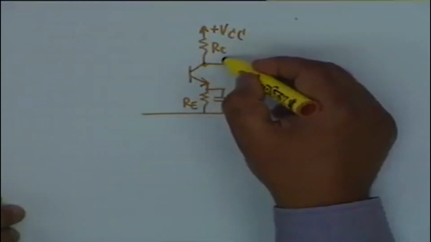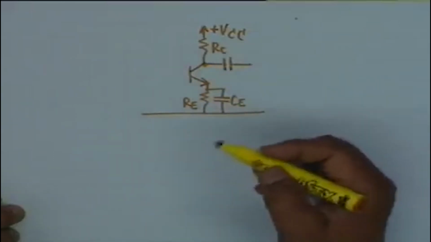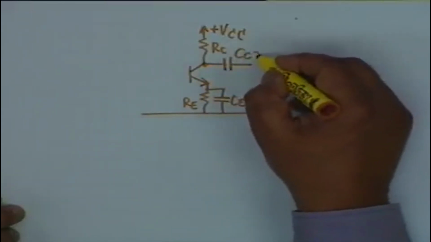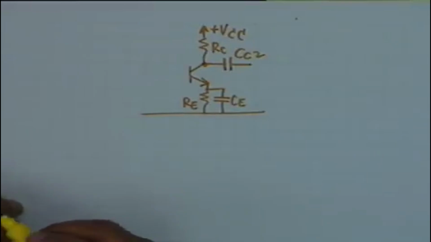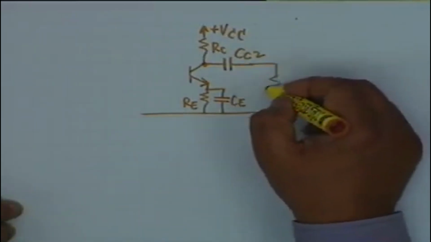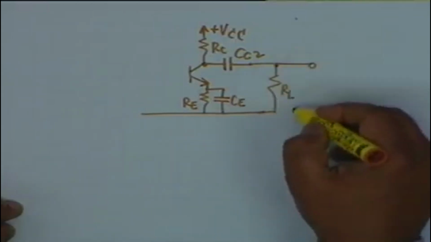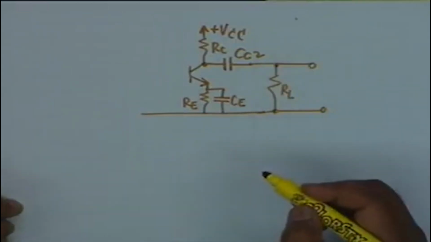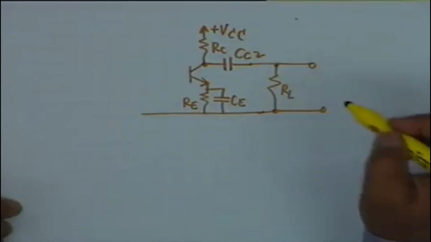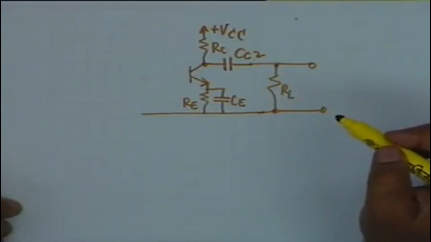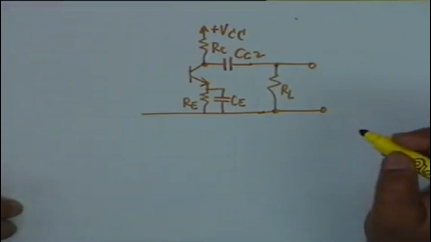The load is coupled to the transistor by means of a capacitor called CC2, coupling capacitor number 2, and this is RL, the actual load. The signal voltage is taken from here, and obviously this voltage shall be purely incremental voltage or the AC voltage.